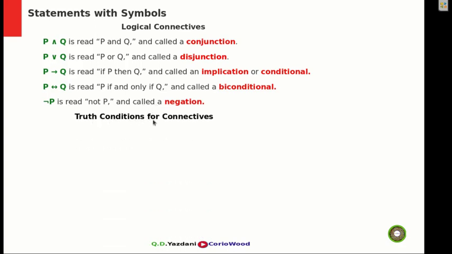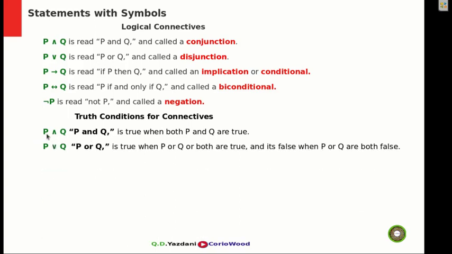The truth conditions for connectives. P and Q is true when both P and Q are true, as we said previously. So both the P side and the Q side have to be true, otherwise, if 80% is true and 1% is false, it makes it false. So both sides have to be equal. If one side is false, then the whole thing is false. Both sides have to be true in order for this one to be true.